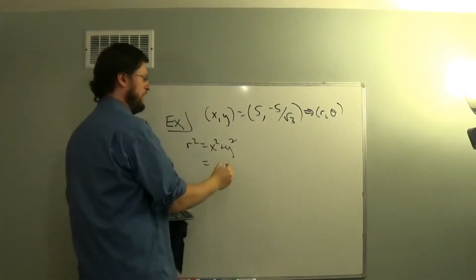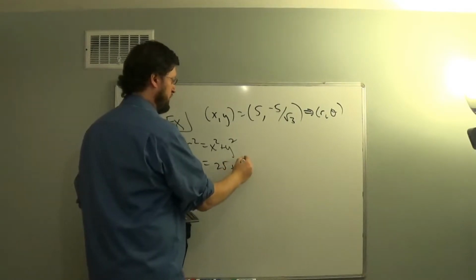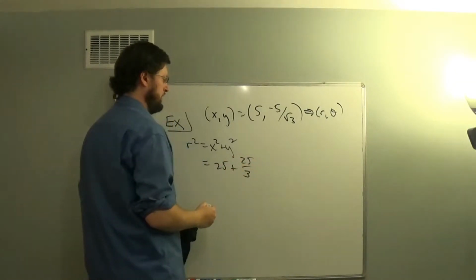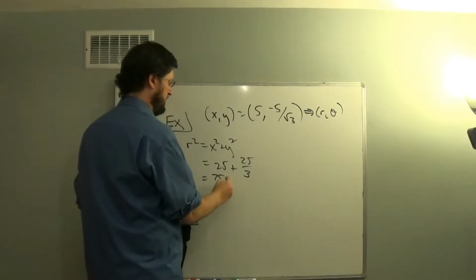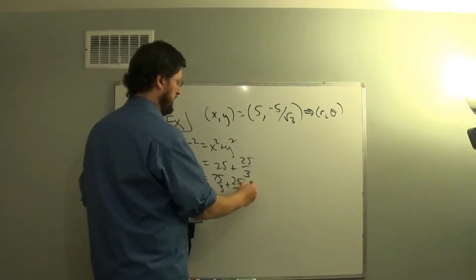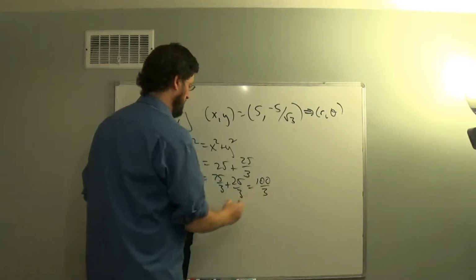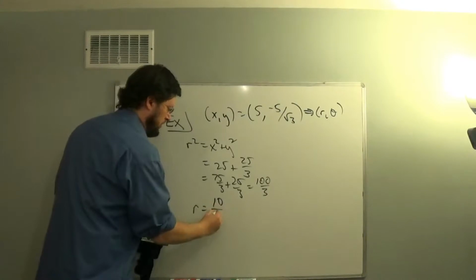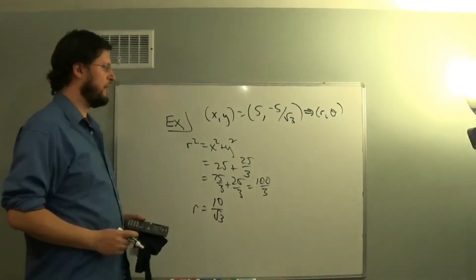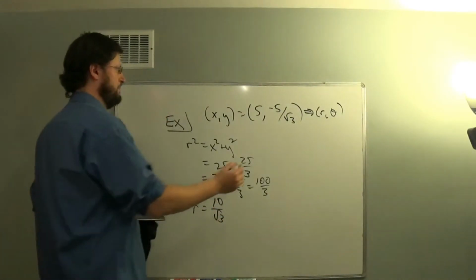So that will be 25 plus 25 over 3. Well, that's 75 over 3 plus 25 over 3. There's 100 over 3. So the r is the square root of that, which will be 10 over root 3. So that's the radius. That's always the easiest part.